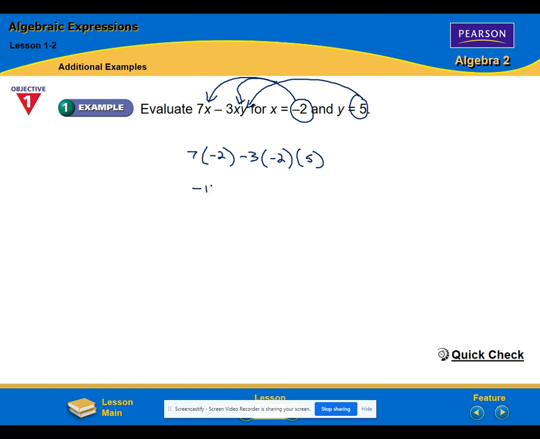7 times -2 is -14. Then minus 3 times -2 times 5 would be 30, right? So there's a negative, so that means minus negative. Now, do you do what I do? When I hear minus negative, I just change it to plus. And again, that's going to be 30. So -14 plus 30 then is 16. And two lines of work, like I said, I'm not crazy about you showing a whole bunch of work, but I think two lines would totally be appropriate here.